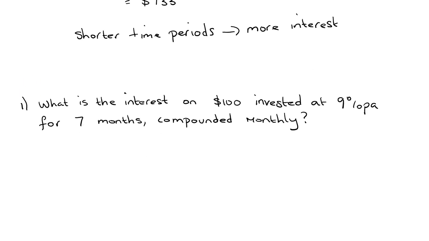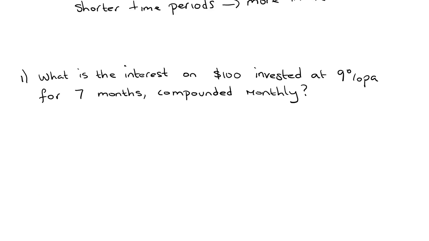What is the interest on $100 invested at 9% per annum for 7 months, compounded monthly? So the first thing we always do is write out our formula that we're going to use. A equals P(1 plus R) to the N. And over here we write down what our pronumerals are. So P, our principal, is $100. R is our rate. Now it's 9% per annum.